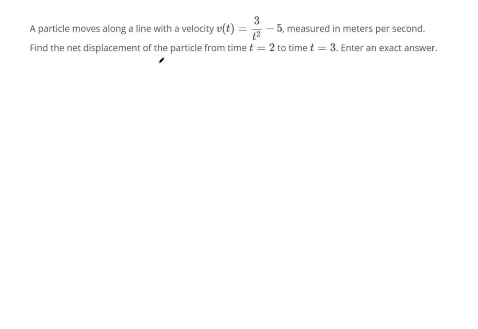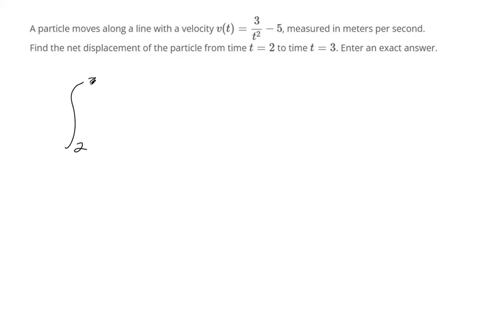So net displacement would mean if we had some sort of displacement going forward and displacement going backwards, we'd add them together, the negative and the positive area. That would be the net displacement. Could be zero, right? If you went forward 20 meters, you went backwards 20 meters, your net displacement would be zero. But if that's velocity, displacement is the integral of velocity.